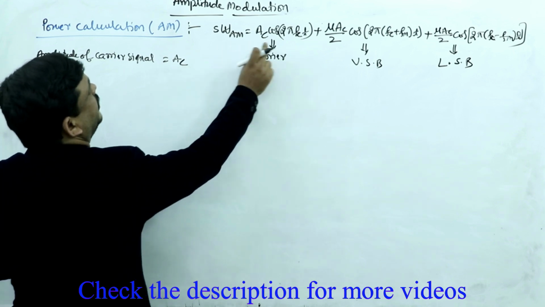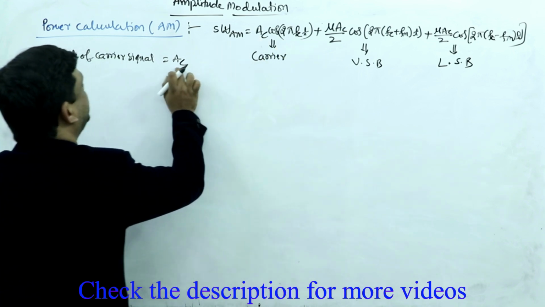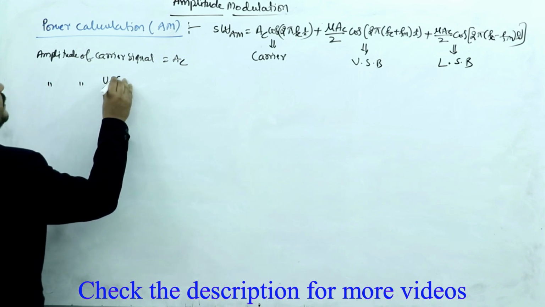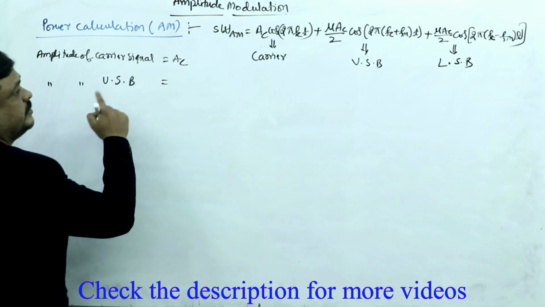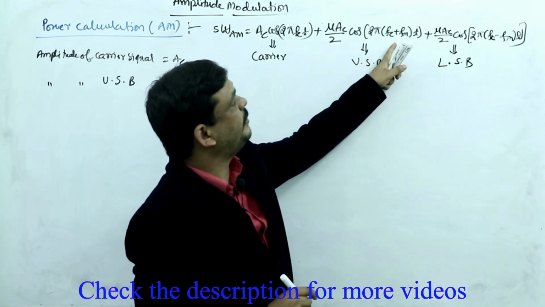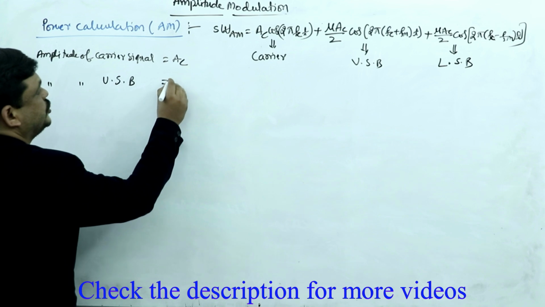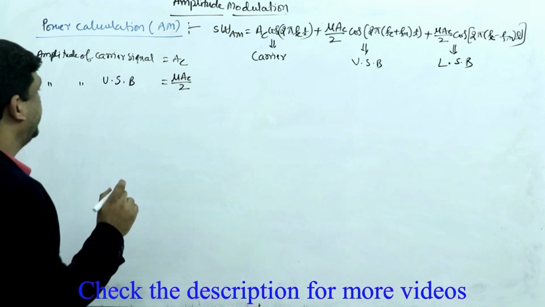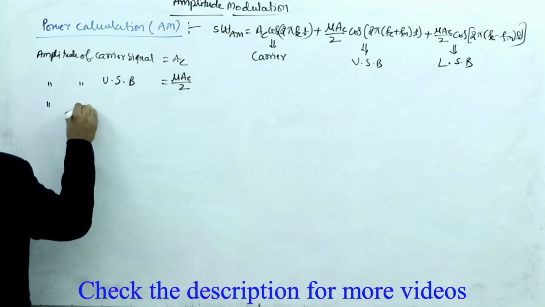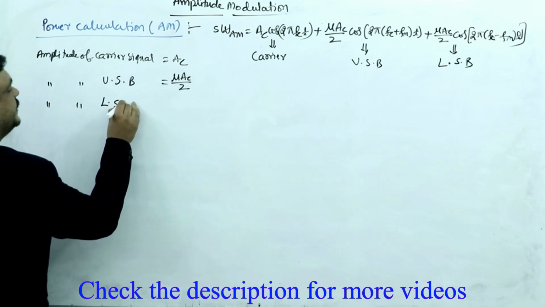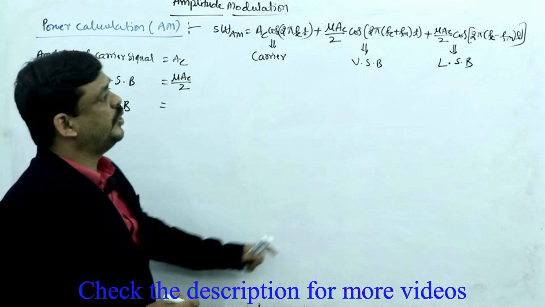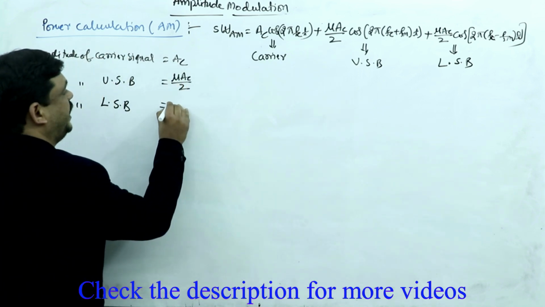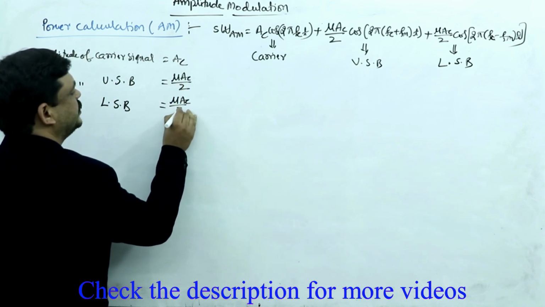The maximum amplitude of the carrier signal parameter is Ac, and similarly the maximum amplitude of the upper sideband. How much amplitude is there here? Mu Ac by 2, right? And similarly the maximum amplitude of the lower sideband. The lower sideband parameter is this one. How much amplitude is here? Mu Ac by 2.